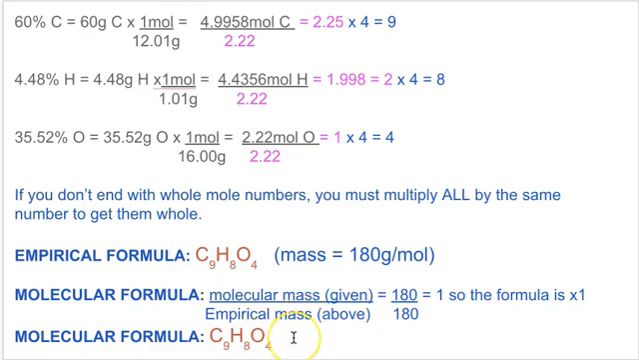So C9H8O4. And that may happen sometimes. You can have an empirical and molecular formula be the same. It just means it couldn't be reduced. It was already reduced down as far as it could be.